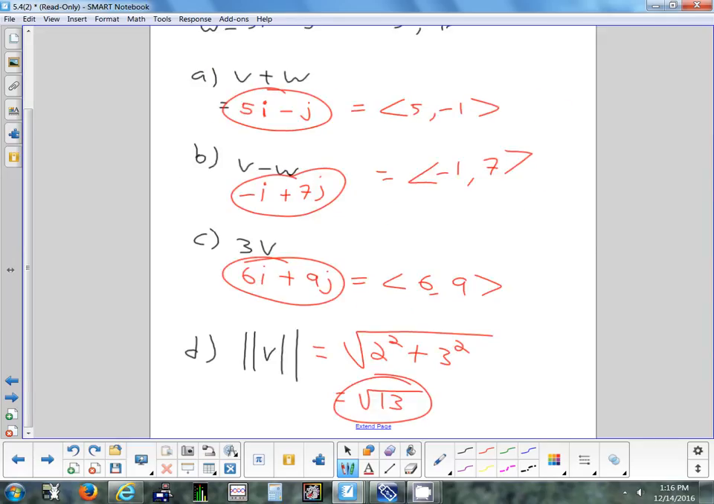What's different about the answer in D? D is a completely different kind of answer than A, B, and C. It's not a coordinate, it's not a vector. These are all vectors. These are representations of arrows. This is not a vector. This is how long something is. It's square root of 13 units long. So there's no way to write this with i's and j's because it's not a vector.